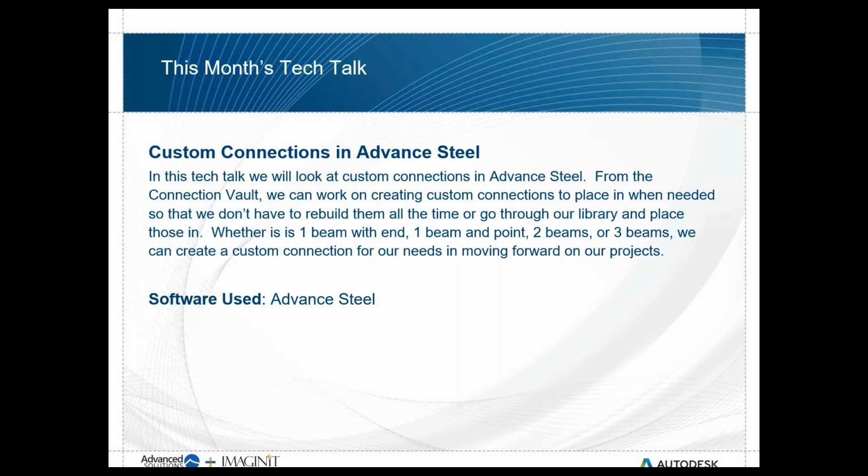We have different types that we can look at. We have one beam with an end. If we want to create it at one beam with an end, we can place that in. If we want a beam and a specific reference point that we define, saying this is the point that we want to use, we can create a custom connection using that. We can do a custom connection between two beams, or between three beams. That way we can start building up that connection library.